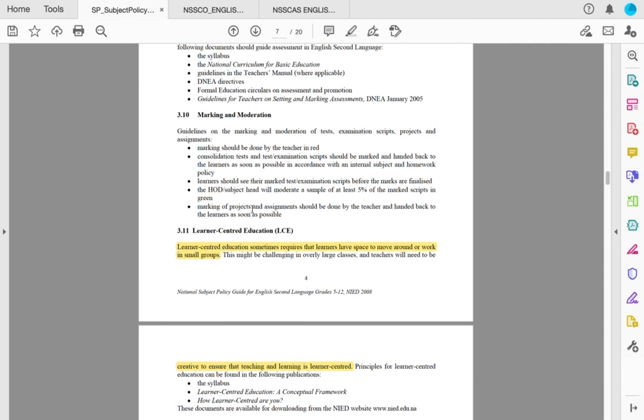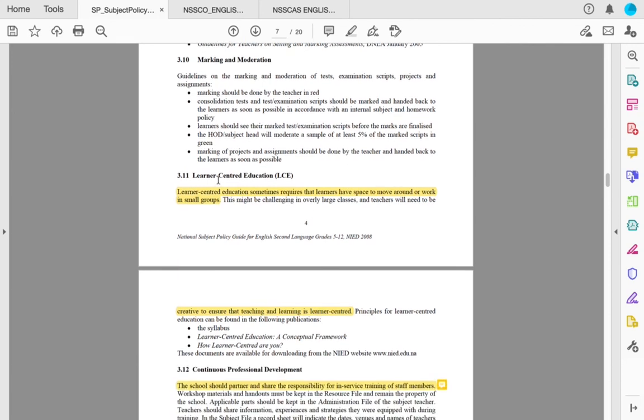And marking of projects and assignments should be done. This one is basically the same as here, and then marked and then given back to the learners as soon as possible. And the approach that we use when we are teaching our learners is the learner-centered education approach. All right, learner-centered approach, whereby the learners are in the center of the learning, rather than the teacher doing a lot of talking, doing most of the work.